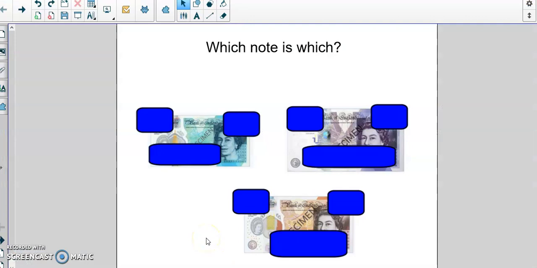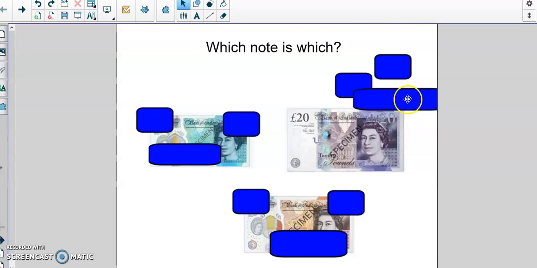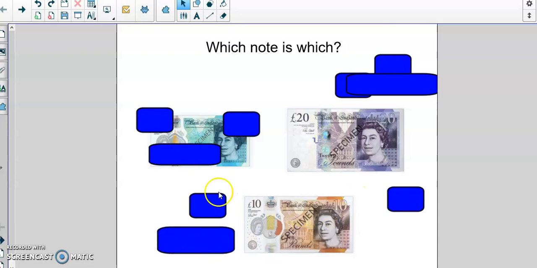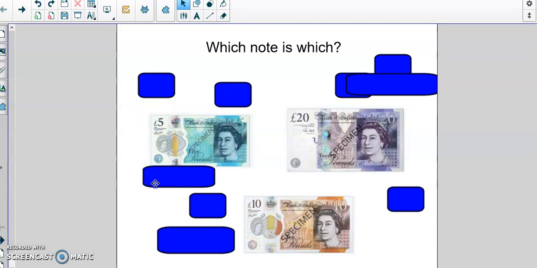And now we're going to have a little look and see if you can remember which note is which. So I'd like you to look and see which you think is the 5, which is the 10, and which is the 20. Let's have a look at this one first. So we can see when we move these, that is our £20 note. Have a little look at this one at the bottom, see if you can remember which note this is. If you said £10, you would be right. And the last one is our £5 note.